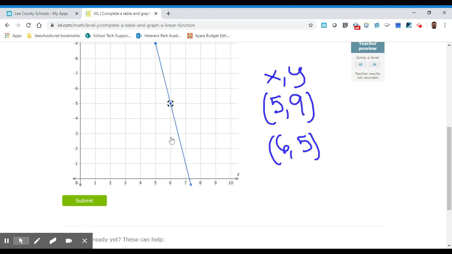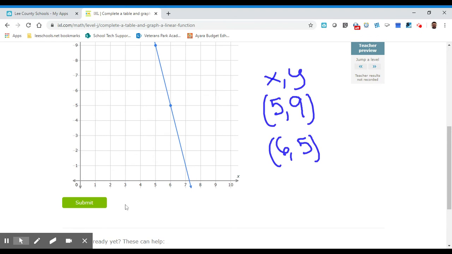Okay, looks like we have a negative slope here. We can actually double check if we want to. Y2 minus y1, right? We can subtract the y's. 9 minus 5 is 4, and 5 minus 6 is negative 1. So it has a slope of 4, negative 4. And that makes sense because rise over run, right? 1, 2, 3, 4, and negative 1.